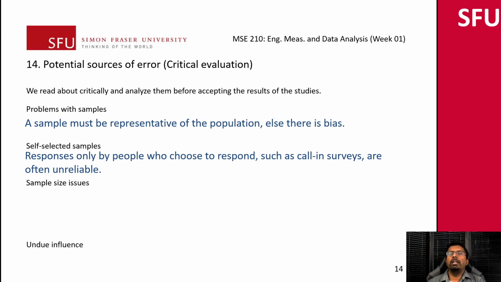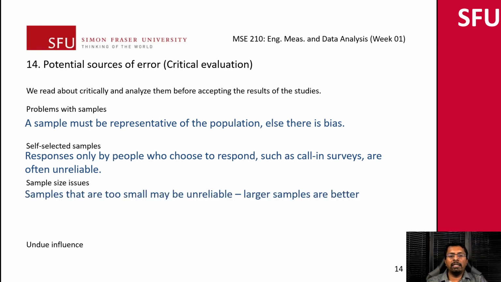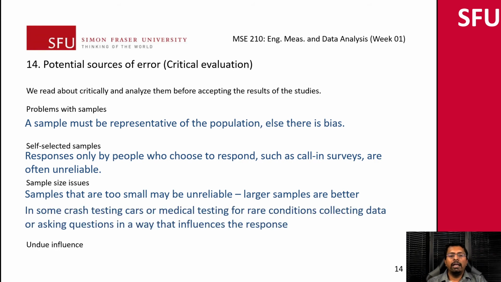The other case might be, for instance, if you look at Amazon, now there's a controversy where sellers are giving out cash incentives to select a better experience and rating. That could cause some sampling issues. There might be issues with the sample size. If the sample size is too small, obviously a larger sample is better. Too small a sample might be unreliable. In some crash testing or medical device testing, there might be some rare conditions which might be missed. Or the way in which the question is framed could influence the data that's being collected.